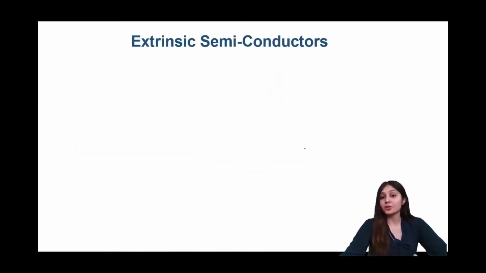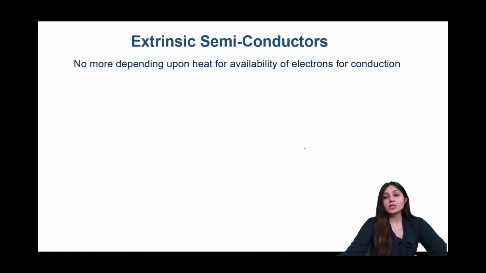Now, what if we do not want to depend upon temperature, okay? Because even if we do that, the conduction that we get is not quite practical. It's not that much, and we cannot use it for any purpose that we need. So we do not want to depend upon heating. Semiconductors that allow us to move beyond heating and get better conduction are called extrinsic semiconductors.